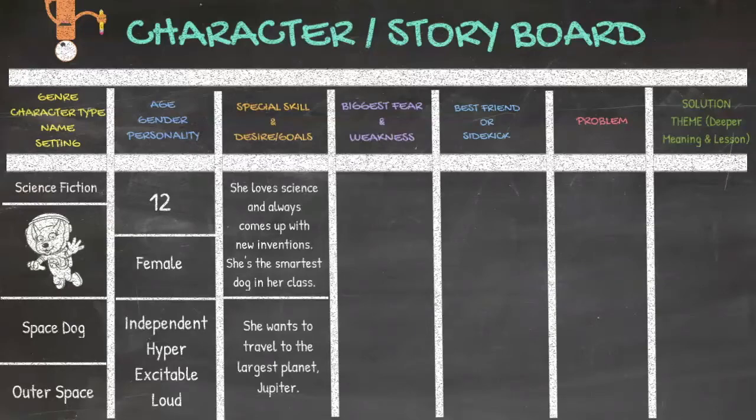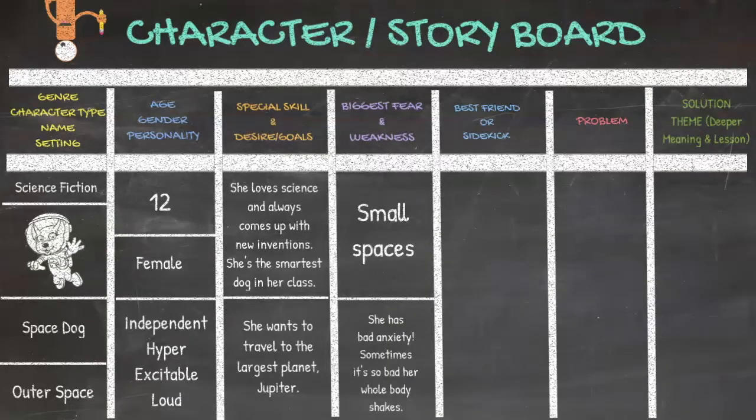All right, now as special as our character, our hero, can be, we also have to make sure that they're relatable and they're not too perfect. So let's go ahead and talk about her biggest fear and her weakness. For her biggest fear, let's say that she's afraid of small spaces. That could be interesting if she has to be in a spaceship. And for her weakness, well, we already know that she's hyper and excitable. So her weakness could be that maybe she has bad anxiety. And sometimes it's so bad, her whole body shakes and she's not able to do certain things.